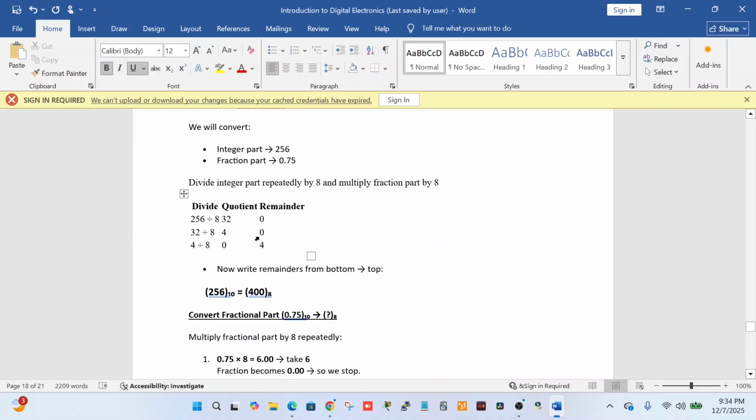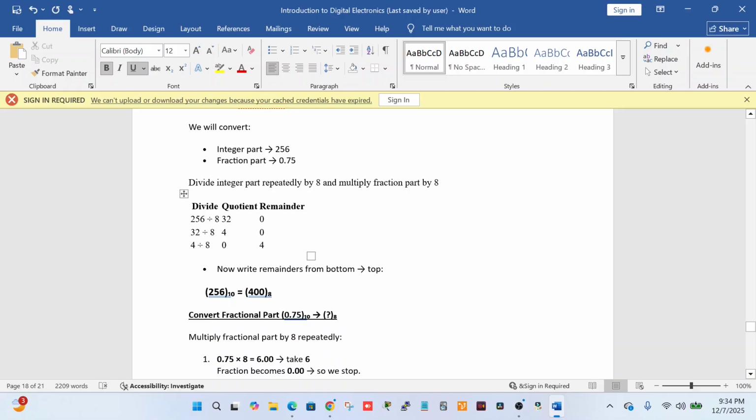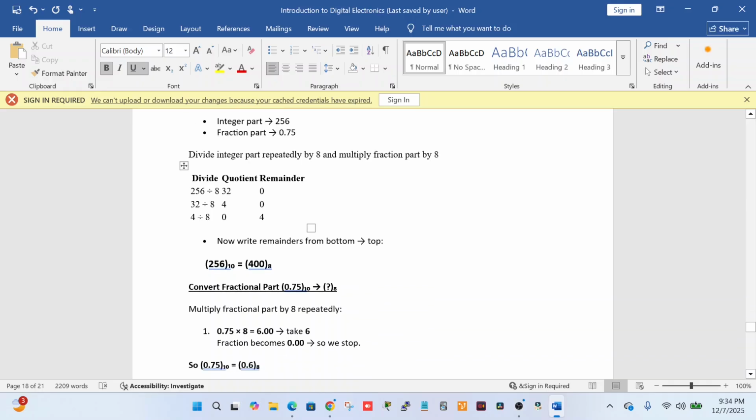I was explaining this one. Here 4 divided by 8: you cannot divide 4 by 8. So this is the MSB, and this is the LSB. You have to take the remainders from bottom to top, which gives 400. So if you convert the decimal number 256 into octal, the octal number is 400.